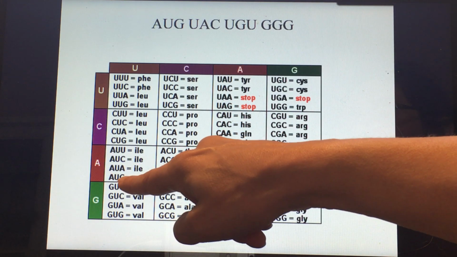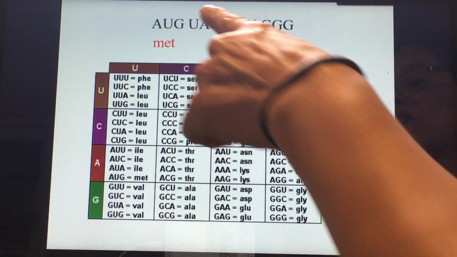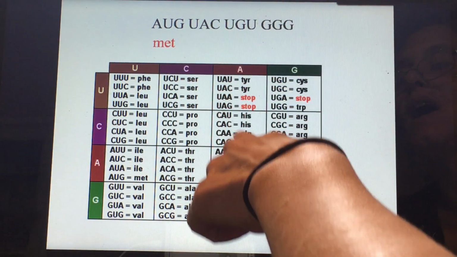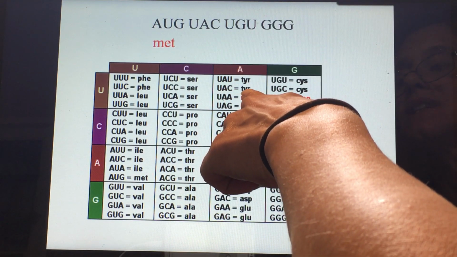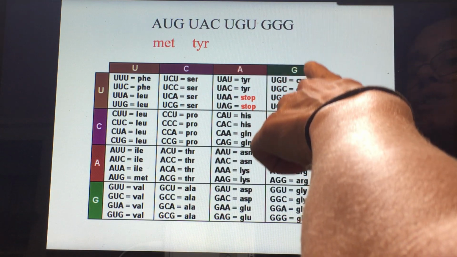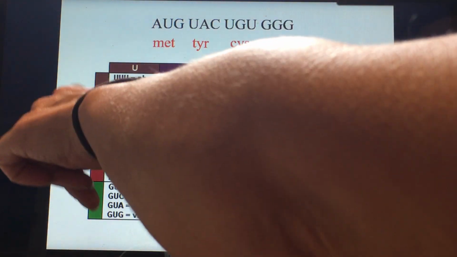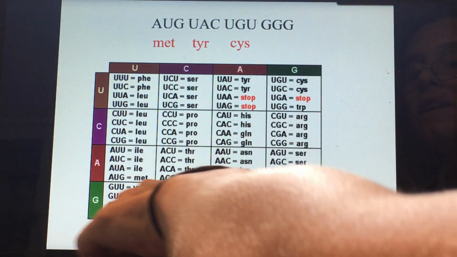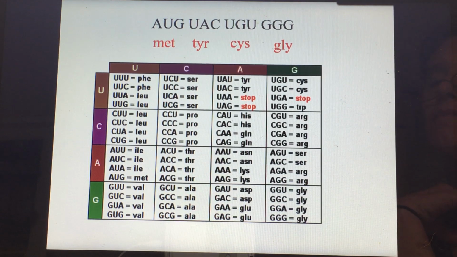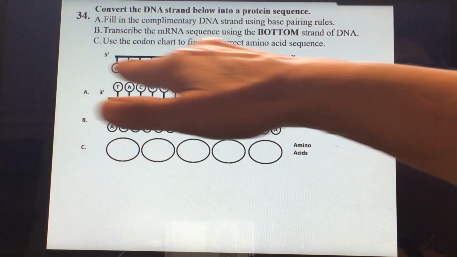So AUG would be methionine. Now for UAC, we're in this row, this column, so UAC would be tyrosine. UGU would be cysteine, and GGG would be glycine.